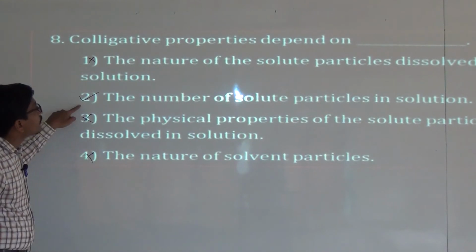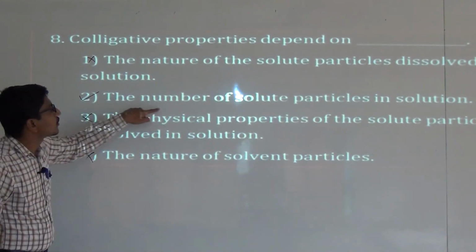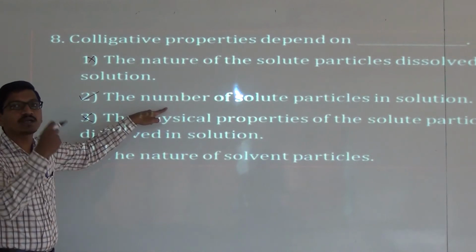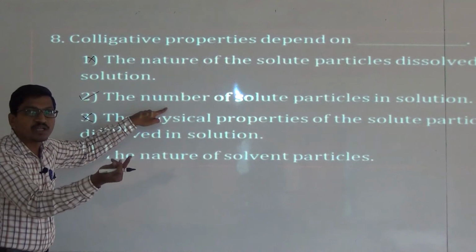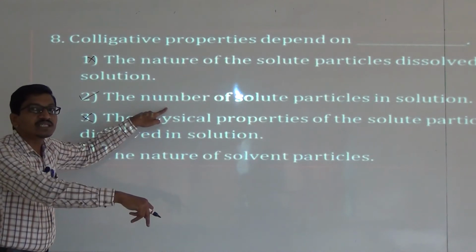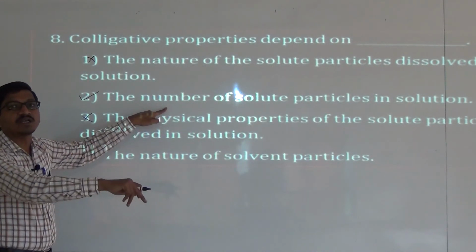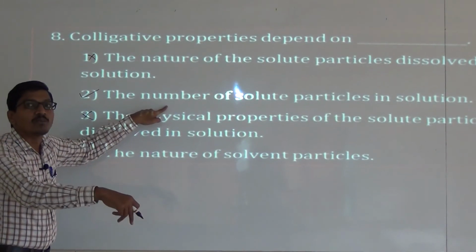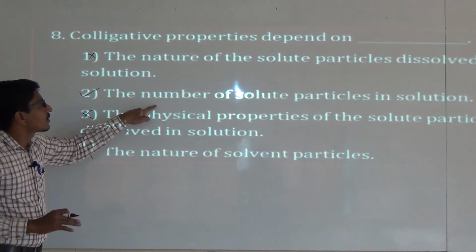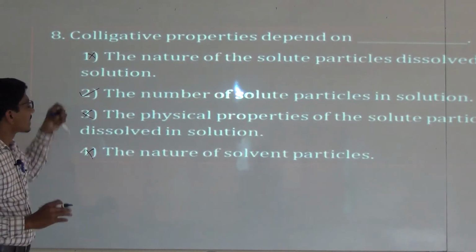The colligative properties always depend on the number of solute particles. If the number of solute particles increases, the colligative property increases. The colligative property increases as molecular mass decreases, because the colligative property is directly proportional to the number of solute particles and inversely proportional to molar mass. The correct option for this question is the second one.